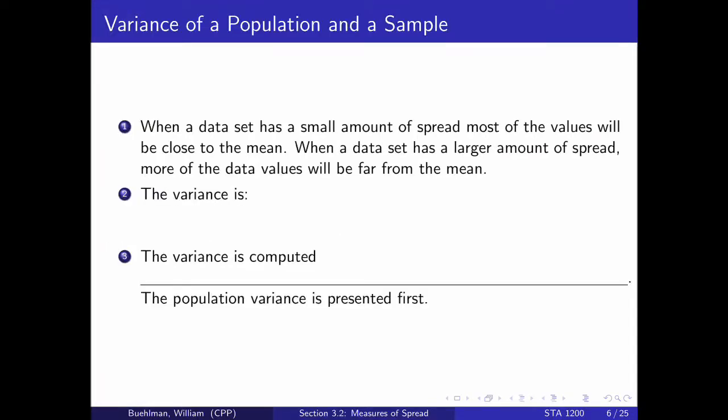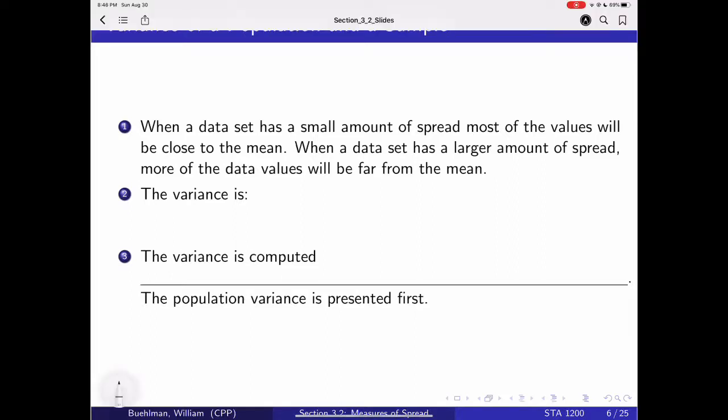Now we're going to talk about the variance of a population and a sample. When a data set has a small amount of spread, most of the values will be close to the mean. When a data set has a larger amount of spread, more of the data values will be farther away from the mean. The variance is a measure of how far the values are from the mean.